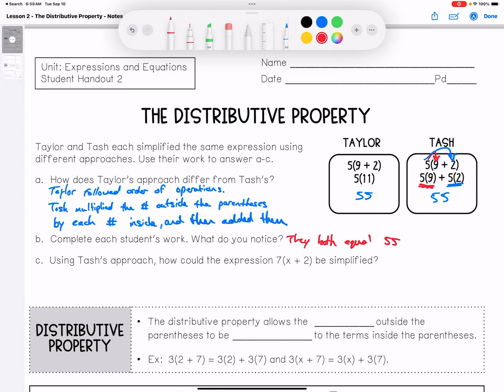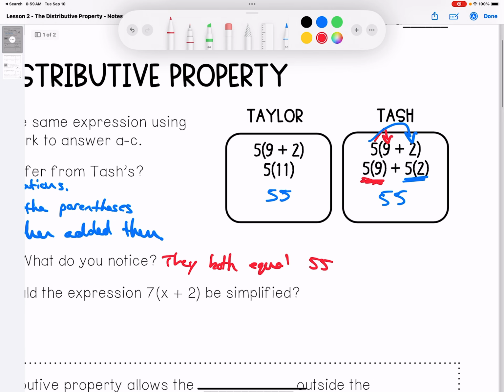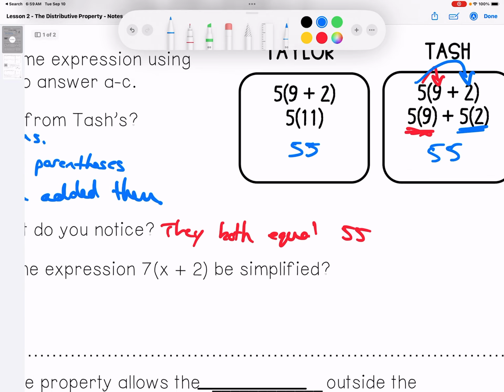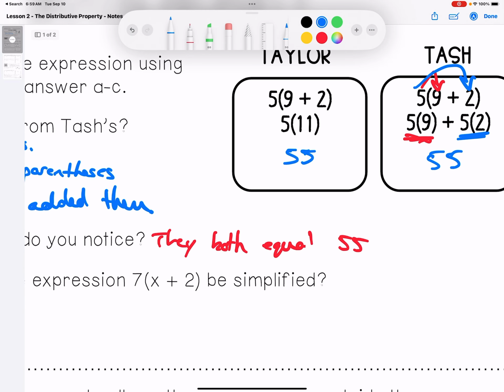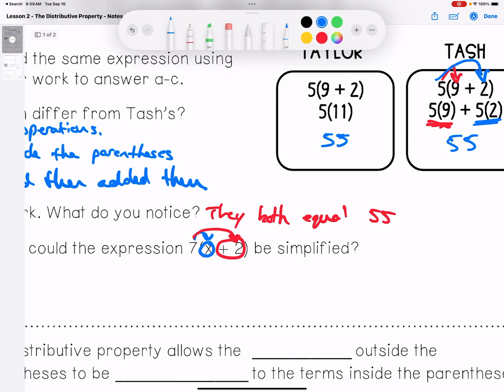All right, so now we're going to see. We're going to use Tash's approach. And so how could the expression 7 parentheses x plus 2 parentheses be simplified? Well, remember what Tash did. Tash just took what's on the outside and multiplied it by everything on the inside. So all Tash did was go 7 times x and 7 times 2. Okay? That's all Tash did.